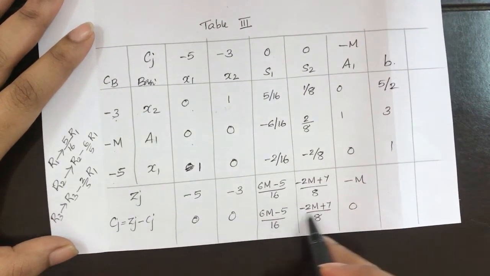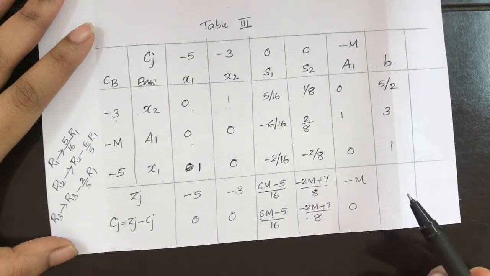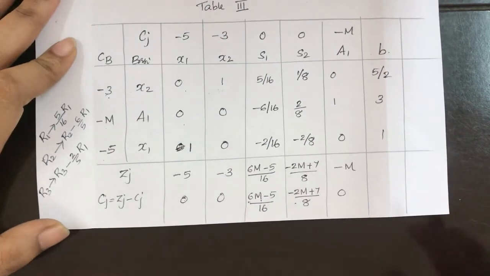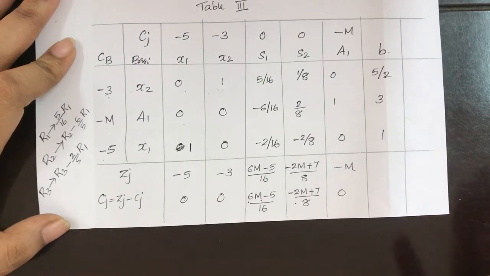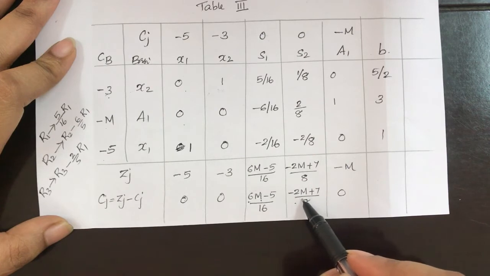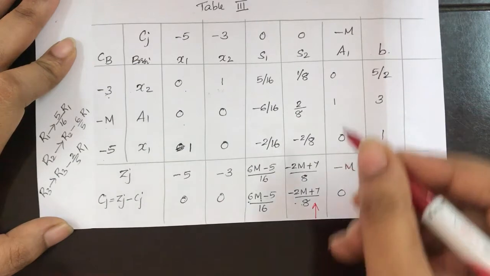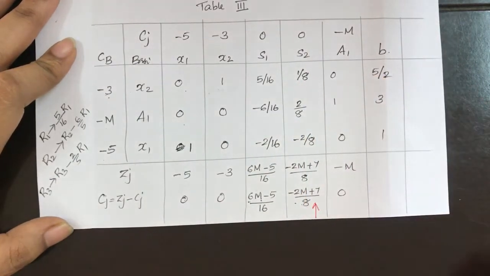Look at the coefficients of m. Is there a negative number? Yes. This is positive 6m. So no, m is a large integer value, large big number. 6 into a big number is again a big number. So this is a positive value. So here there is a negative value, minus 2m. So which means that is a negative value. So this is the incoming variable. S2 is the incoming variable.